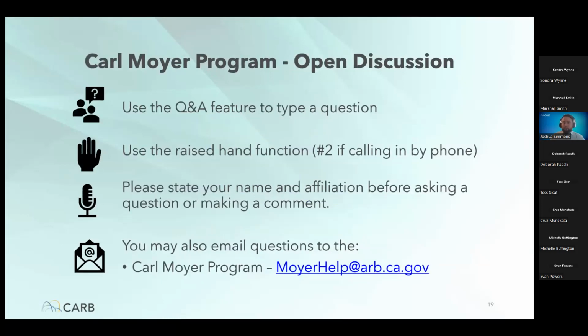We will now open the floor for discussion. First, we will address the Q&A submissions. If you would like to speak, please raise your hand using the raise hand feature at the bottom of the Zoom screen. If you are on the phone and would like to speak, please dial #2 and we will unmute you when it is your turn. Please state your name and affiliation before asking a question or making a comment. As we mentioned earlier in this workshop, please be respectful, take space and make space, and listen to understand.